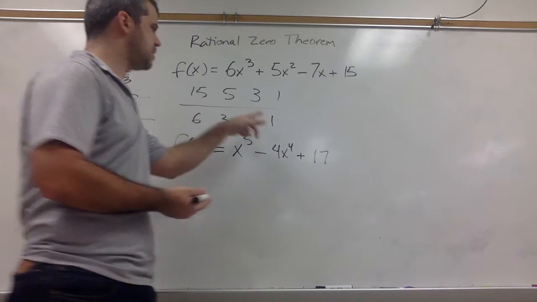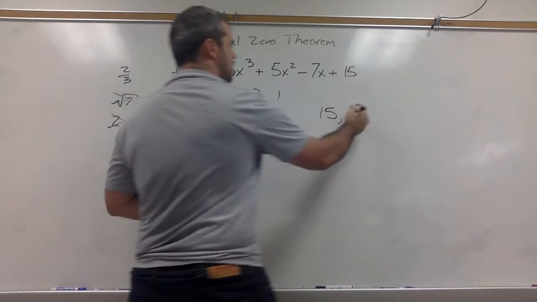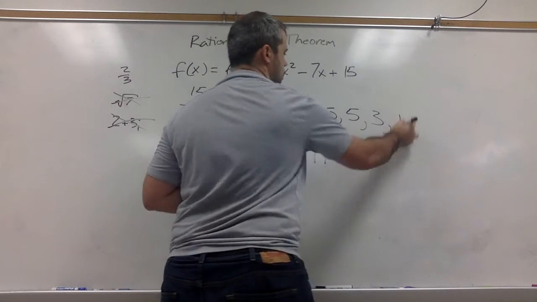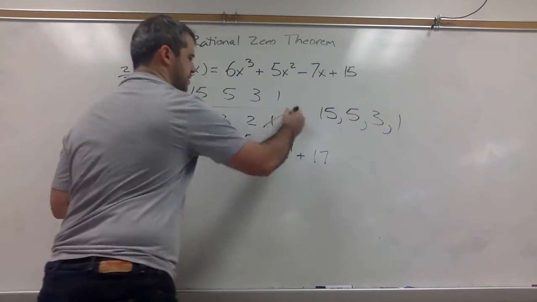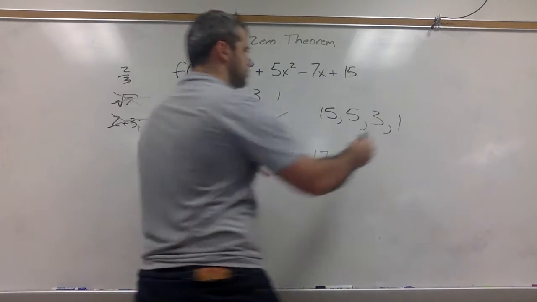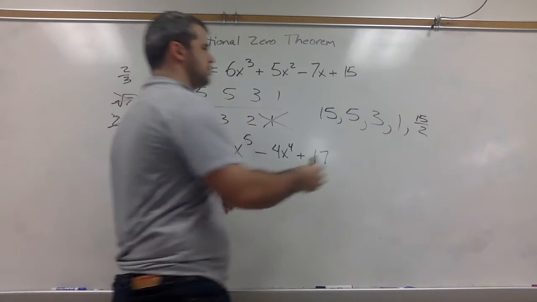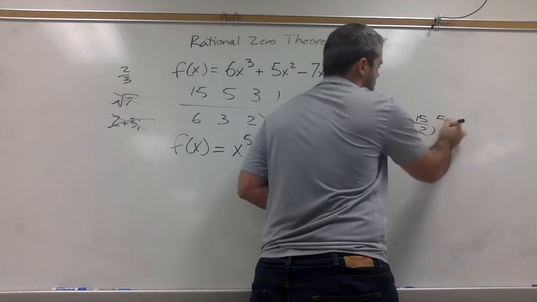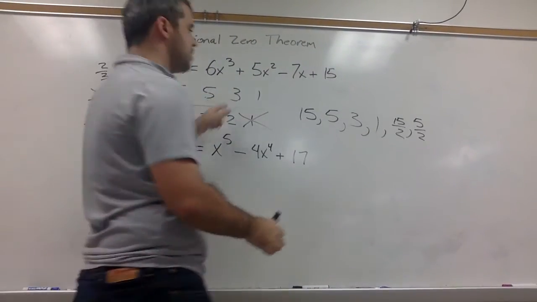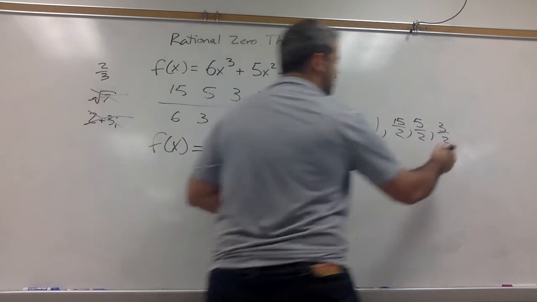So, for example, 15/1 is just 15. 5/1 is 5. 3/1 is 3. 1/1 is 1. So I finished this guy. Now we do 2. 15/2. 5/2. Make sure you can see everything I'm doing over here. 3/2. 1/2.